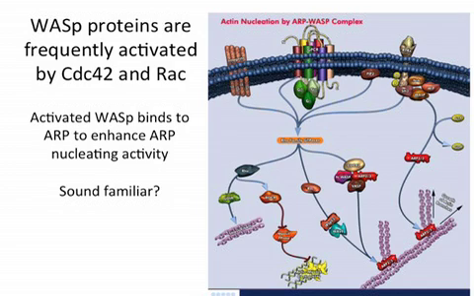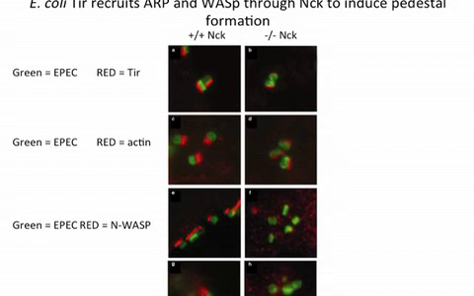Does this sound familiar to anyone? Raise your hand if you're saying no. Who was in recitation last week? Every single person in this room should find this familiar. We did a whole paper about this, right? Does everyone remember this? So E. coli Tir recruits ARP and WASP. You guys were like, why is she teaching us this? E. coli Tir recruits ARP and WASP through Nck to induce pedestal formation, right?